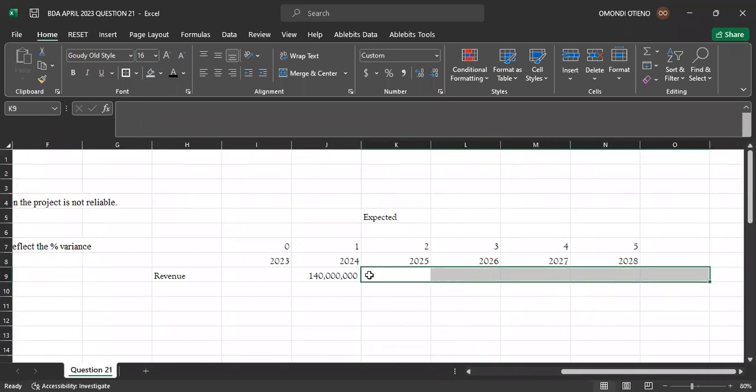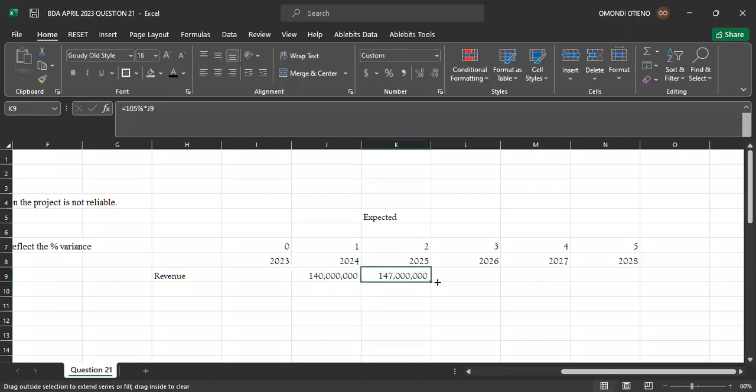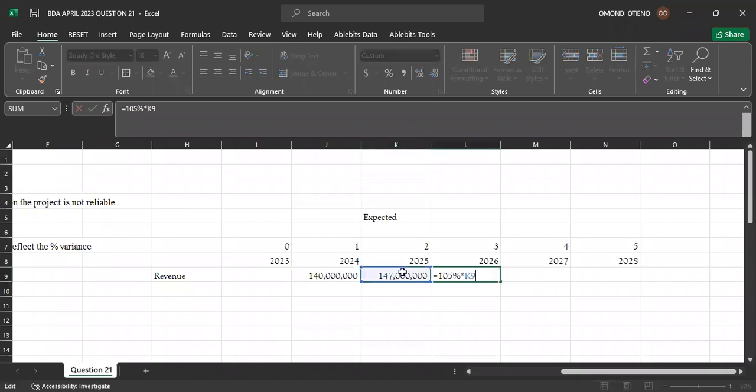That's what we did at this point. We said equal to, it is going to be increased by 105% all through. So I just come here and say 105%. I multiply by the revenue amount. So when I now autofill, it will again change. It will take 105% multiplied by this revenue. That's why I don't lock.